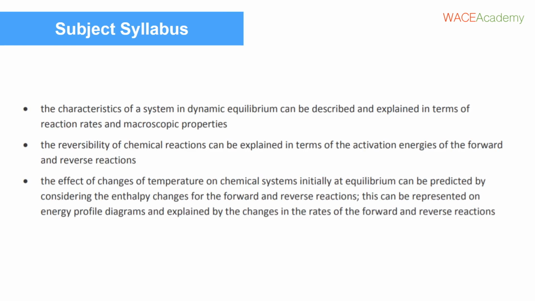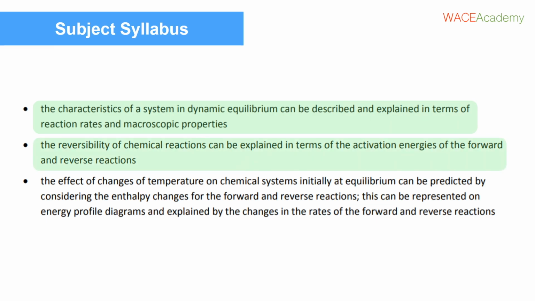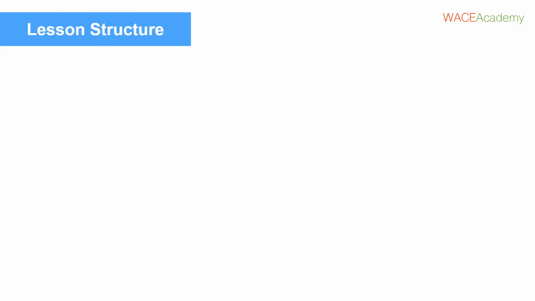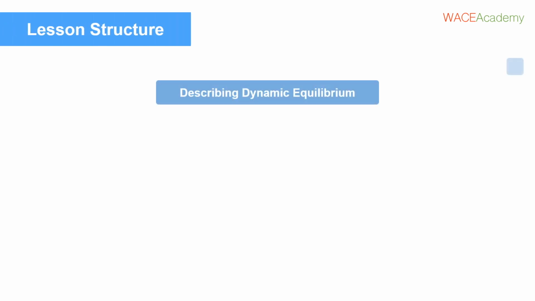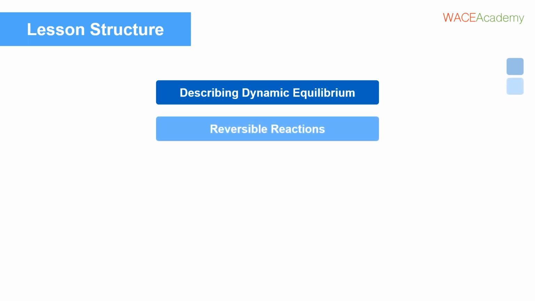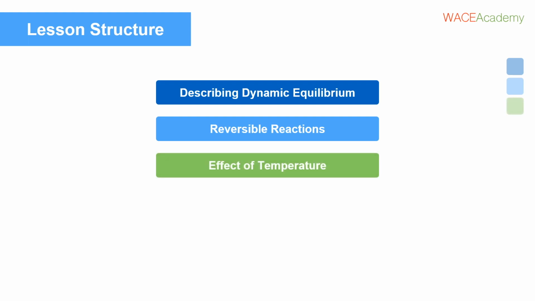This lesson will cover Unit 3 Chemical Equilibrium Systems, points 5 to 7. Today we'll go over how to describe a system that is in dynamic equilibrium. Then we'll cover how and why some chemical reactions are reversible. Finally, we'll look at how changing the temperature of a system can affect its dynamic equilibrium, and how we represent this with a diagram. So let's refresh ourselves on what dynamic equilibrium actually is.